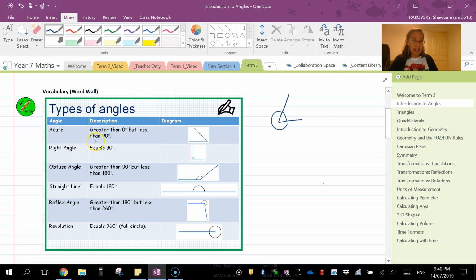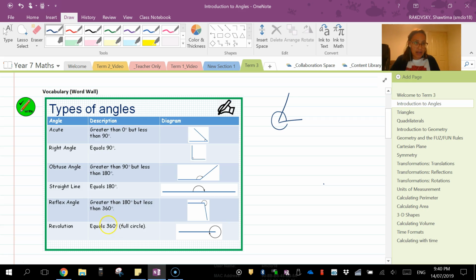Right is exactly 90, so it's not 89.99 going on forever, recurring, or 90.00000, infinite zeros and then a 1. It is definitely 90 degrees. Okay, and it's the same with a straight line and a revolution.